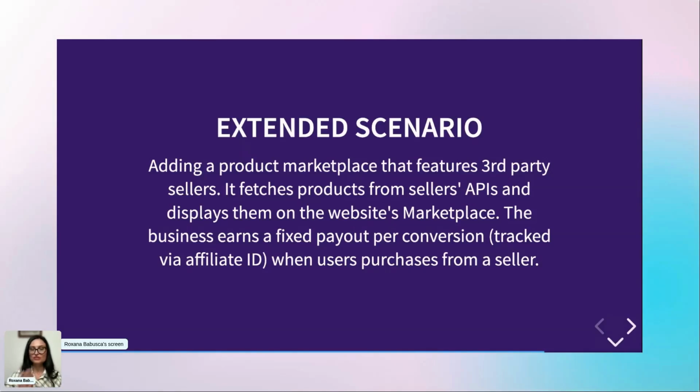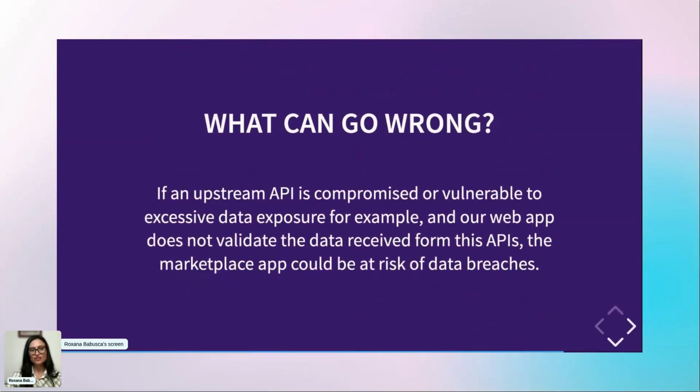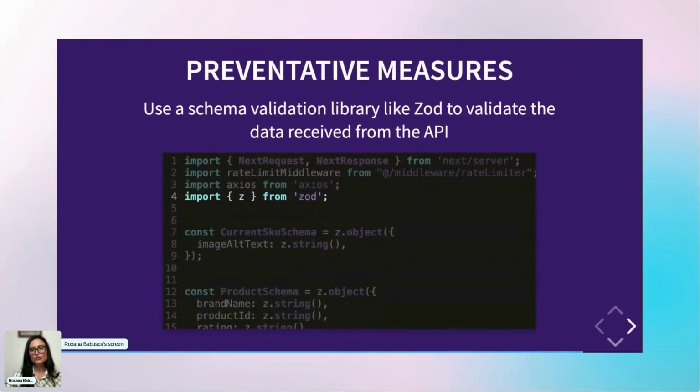Now, here I have an extended scenario. So based on that simple web application that I described earlier, we can extend this by integrating other third-party APIs from sellers, but I think we're running out of time, so I will not go into the details. So in here, what could go wrong is that an upstream API is compromised or vulnerable to excessive data exposure. And if our app does not validate the data received from this API, the marketplace could be at risk of data breaches.